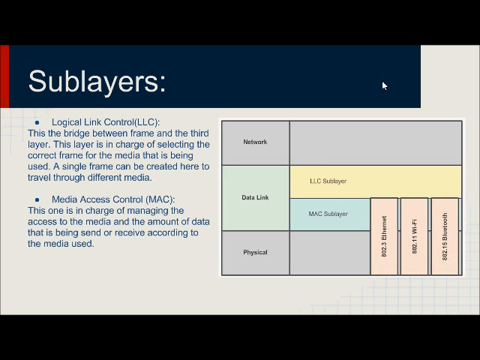It has two sublayers: the Logical Link Control (LLC) and Media Access Control (MAC). The first one is a bridge between the frame and the third layer. This layer is in charge of selecting the correct frame for the media that is being used. A single frame can be created here to travel through different media. The second one is in charge of managing the access to the media and the amount of data that is being sent and received according to the media used.